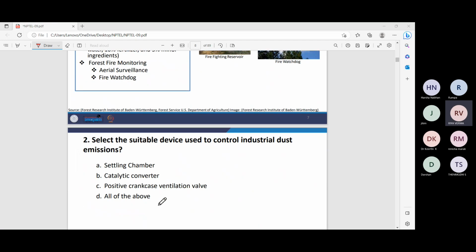Okay, so next up we have: select the suitable device used to control the industrial dust emissions. We have the first option as settling chamber. Next we have catalytic converter, then PCV, and then the next is all of the above.